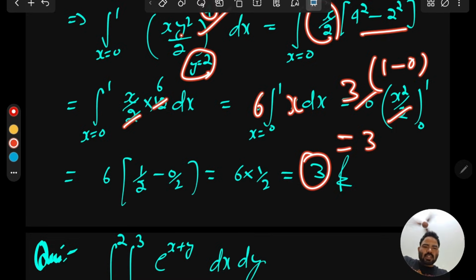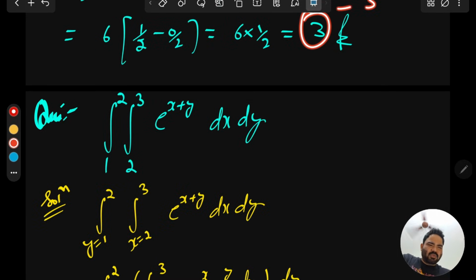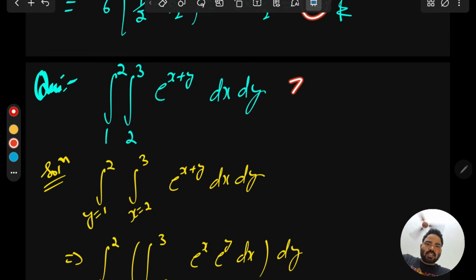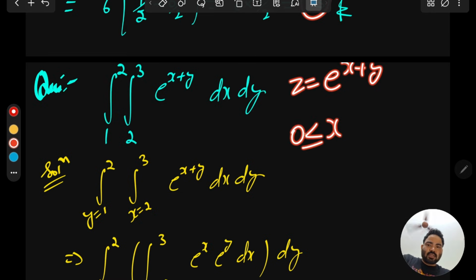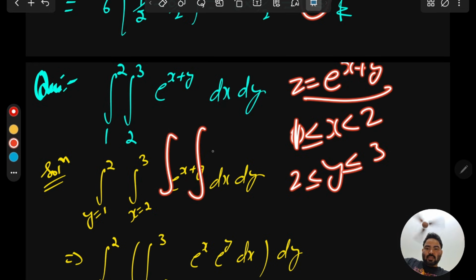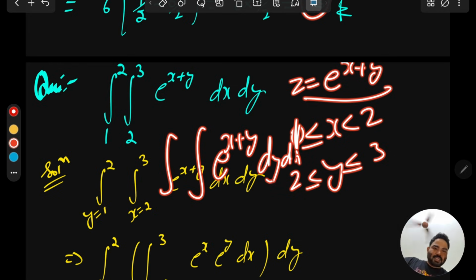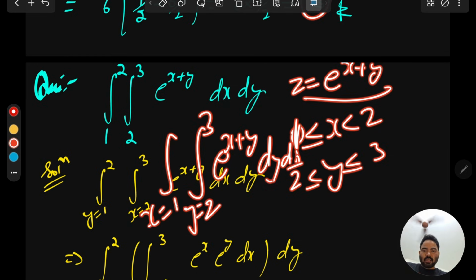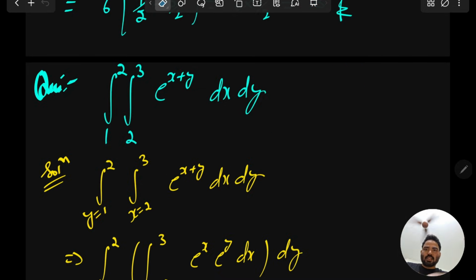So this is the way you can solve any integral with constant limits. That is very easy to solve. And here also, find the volume of the function e to the power x plus y, when x is moving from 1 to 2, and y is moving from 2 to 3. And you already know how to solve it. Just put the function z equal to e to the power x plus y. Either you can say dy dx, or you can say dx dy. And if you are saying dy, just put the y limit first, and after that the x limit. x is moving 1 to 2. So this is the way you can solve this integral.